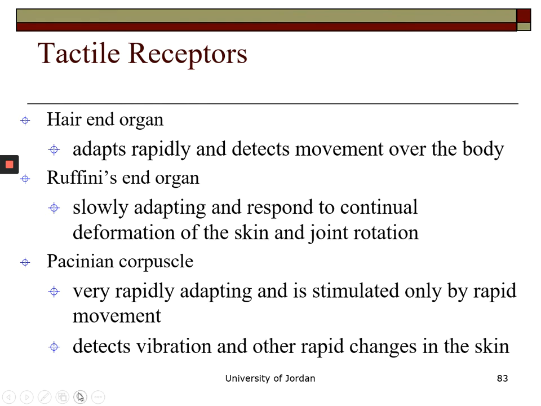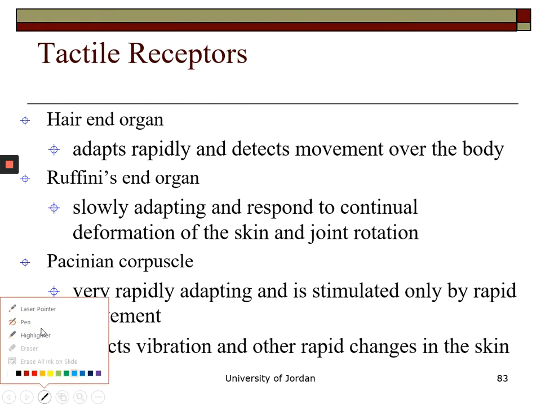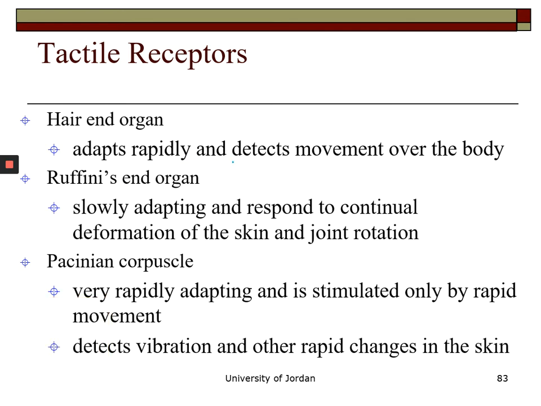Hair end organs, of course, are found around the hair shaft and detect movement over the body. Ruffini end organs are found deep in the dermis. They detect pressure most of the time. If they are found around the joint, they detect joint movement. Pacinian corpuscles are rapidly adapting. As you see, they are corpuscles. They are sensitive to vibration, and they are connected to A beta fiber, and they detect pressure. Okay.